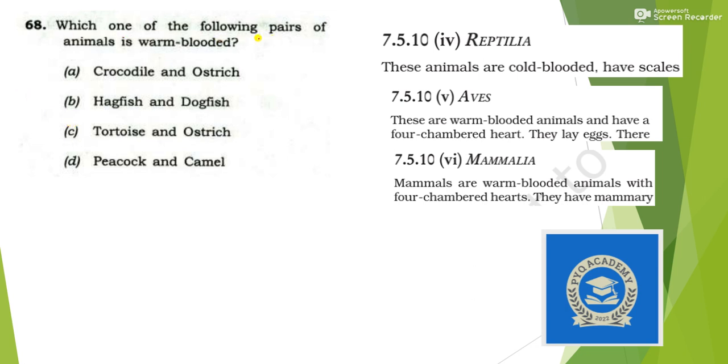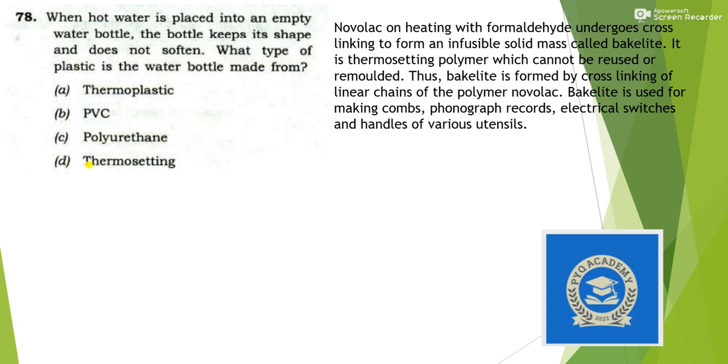Which one of the following animals is warm-blooded? You just need to know that reptiles are cold-blooded, aves, that means birds, are warm-blooded, and mammals are also warm-blooded. In the first option, crocodile is a reptile, which is cold-blooded, so this will not be our answer. Then hagfish, a fish, is not required. Then tortoise is a reptile, so it is a wrong option. Then peacock is aves, and aves and mammals are both warm-blooded, so our answer is option D. Let's move to the next question.